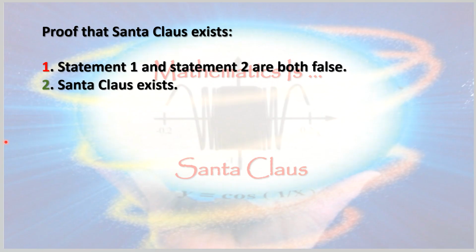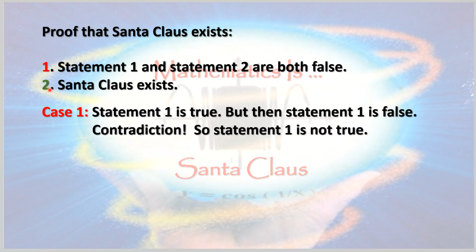Here are two statements. Statement 1: statements 1 and 2 are both false. Statement 2: Santa Claus exists. Statement 1 is either true or false. First possibility is that it's true. But if statement 1 is true, then it would be true that statement 1 is false. That's a contradiction, so we have to dismiss the possibility that statement 1 is true.